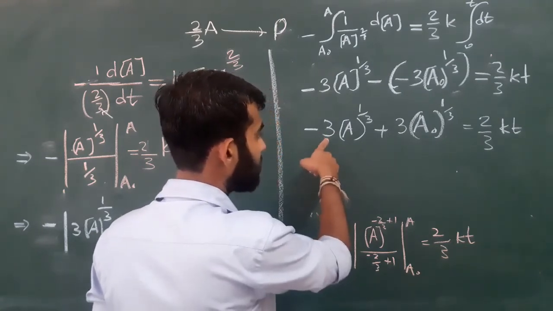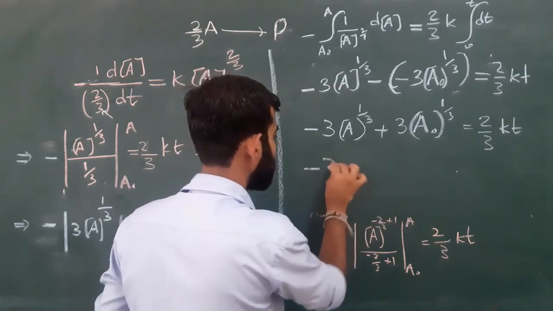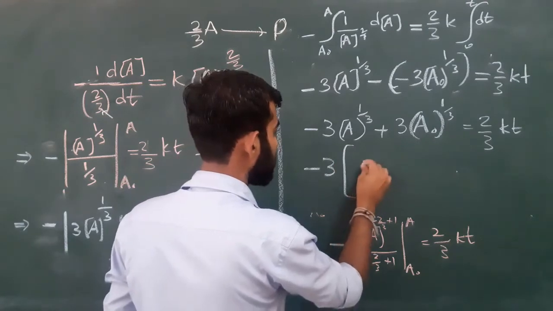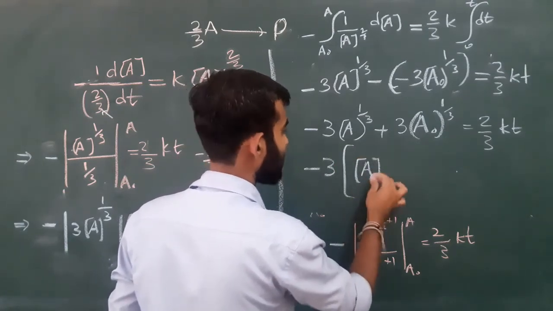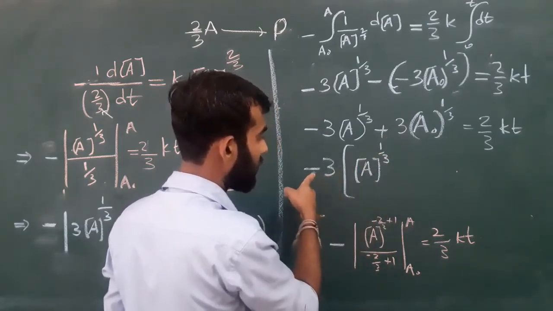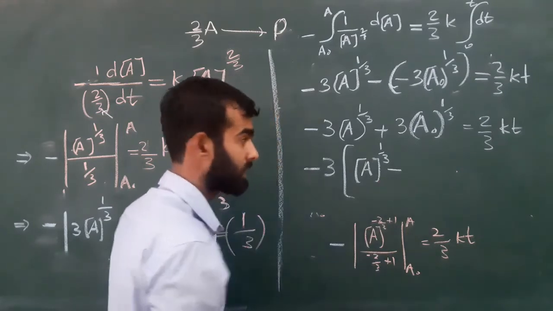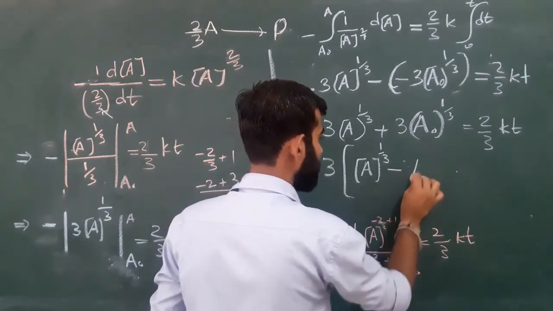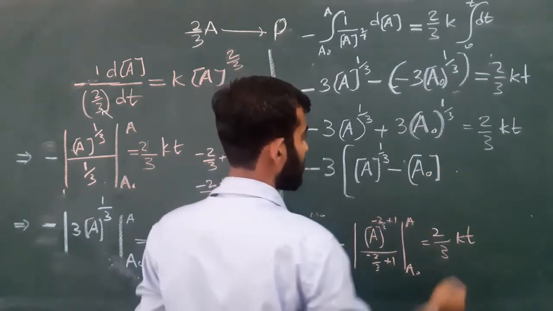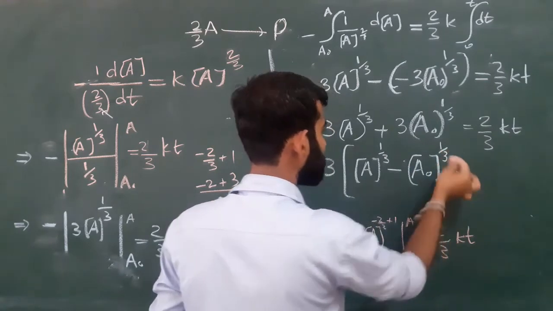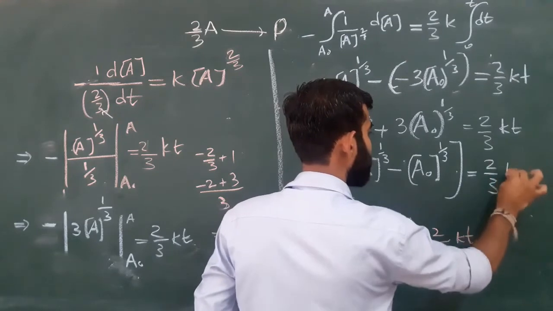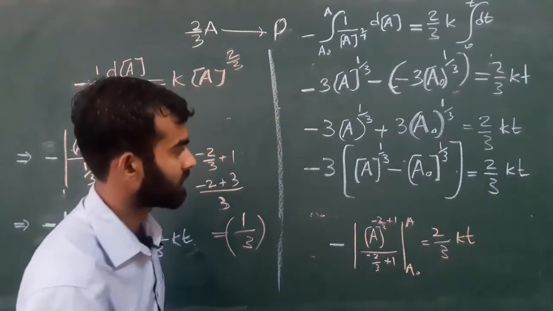Now this minus 3 is common for both. Now I will get that common factor out, and within brackets concentration of A 1 over 3. Here I got minus 3 out. Now here remaining minus concentration of A naught and power 3 equal 2 over 3 kt. Okay.